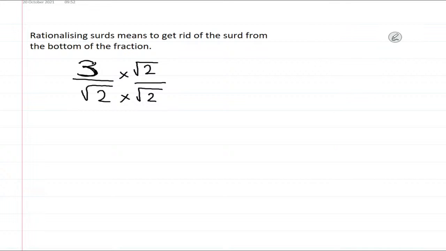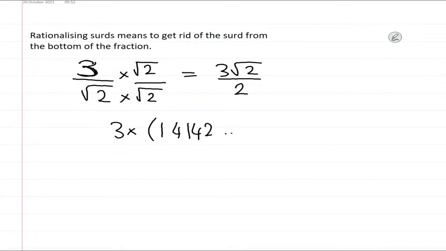So what is 3 times root 2? 3 root 2 all over root 2 times root 2, which is 2. And now when I'm doing this, if I was trying to work out what the number is back in those Greek times, I would be doing 3 times by 1.4142 dot dot dot.